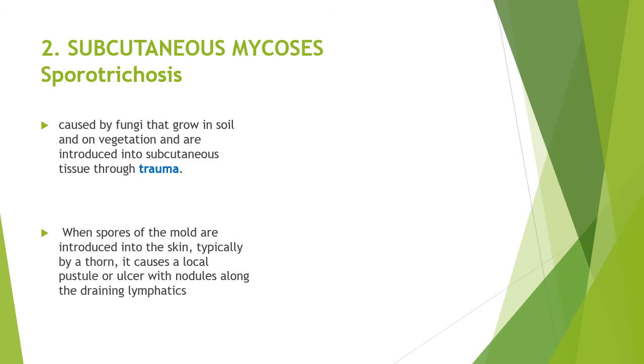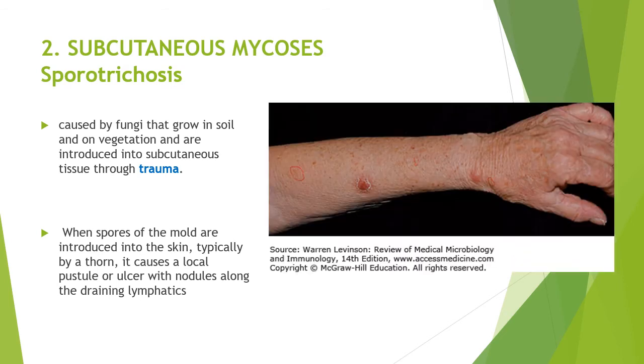So when these spores penetrate the skin, they form what we call pustules or ulcers, and then they can escape to the draining lymphatics, and that's why what we see here on the picture, you can see a line of nodules occurring along the same line of the lymphatic system. So this is what we call sporotrichosis.